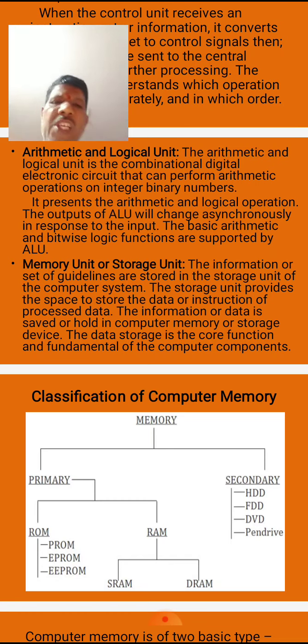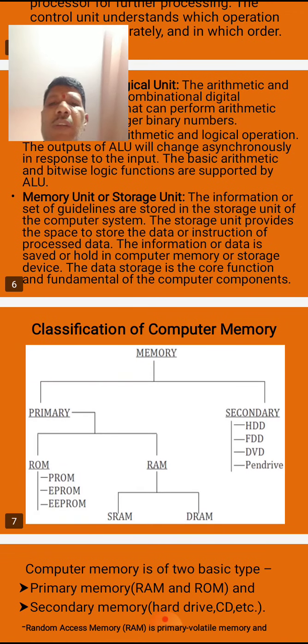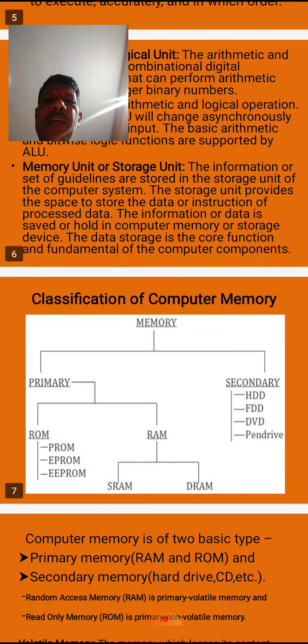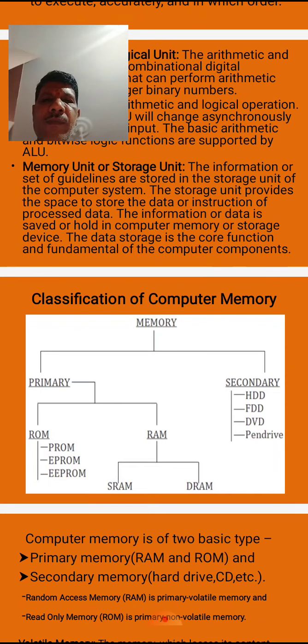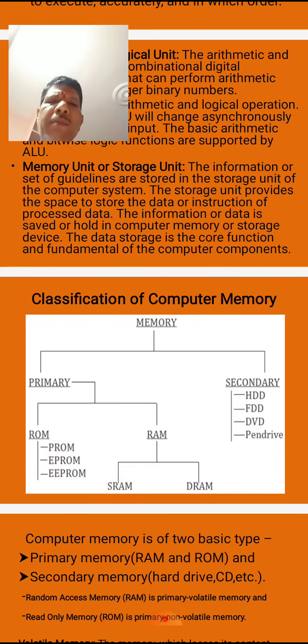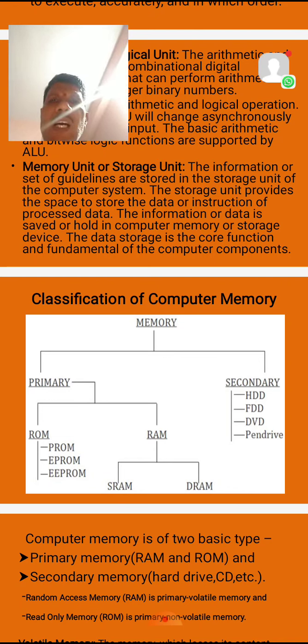Primarily, the memory is divided into two parts: primary memory and secondary memory. Here we are discussing the primary memory. It is again two parts: ROM and RAM. ROM again has three types: PROM, EPROM, and EEPROM.